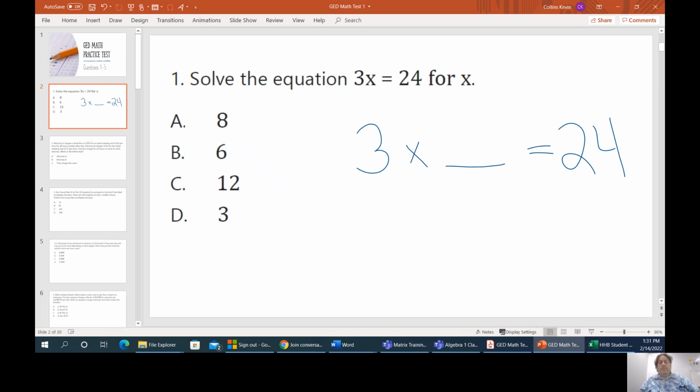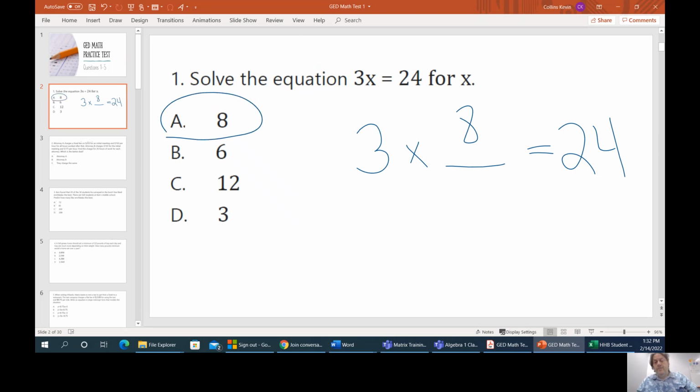At that point, you can just plug in numbers. The first one is 8. So if you do 3 times 8, and use your calculator, I think you can use the calculator on the GED. I suppose I should find that out for future reference. We plug the 8 in, and 3 times 8 is in fact 24. So that's our guy.